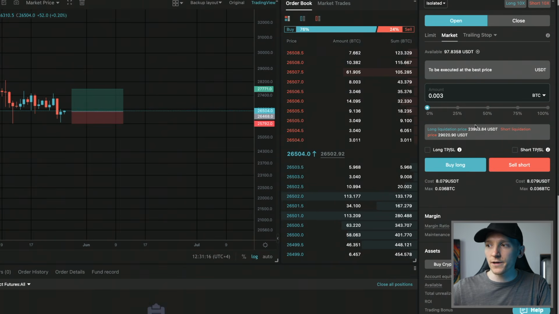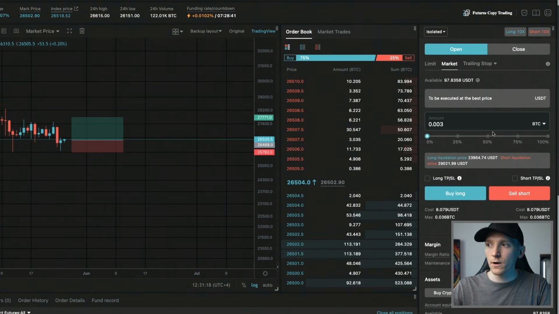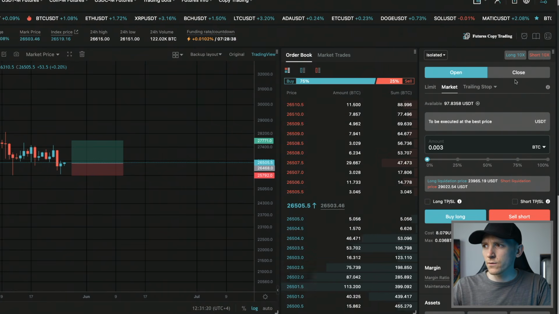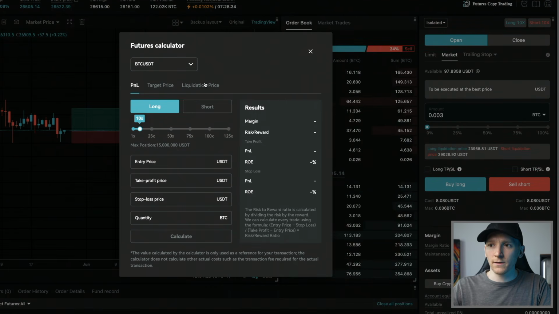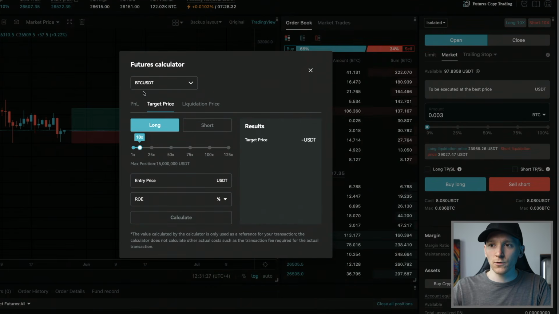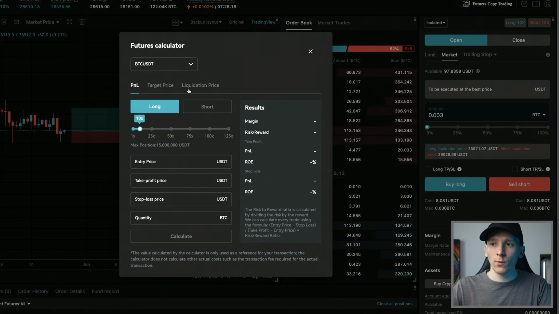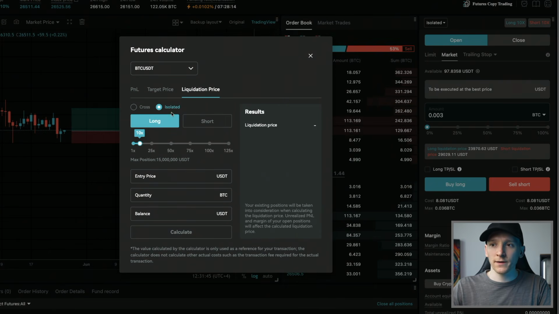Now, using leverage can be changed here as well, because what we can do is go to an order calculator, which is right here. And what we want is, you can do liquidation price. You can also do P&L and target price. We can work out what the liquidation price will be. So we can click this. We have isolated margin long 10x.